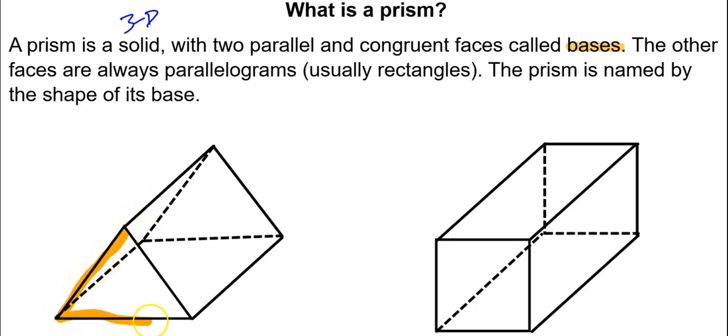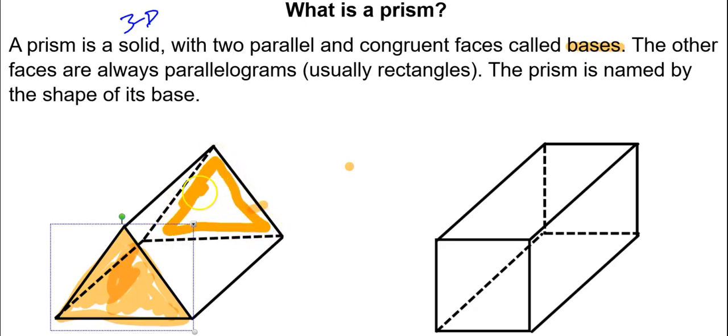So this triangle in the front is a base. And this triangle in the back is the other base. There are always 2 bases. So in the front, we have a base, and in the back, we have a base. Notice again, base doesn't mean top and bottom.